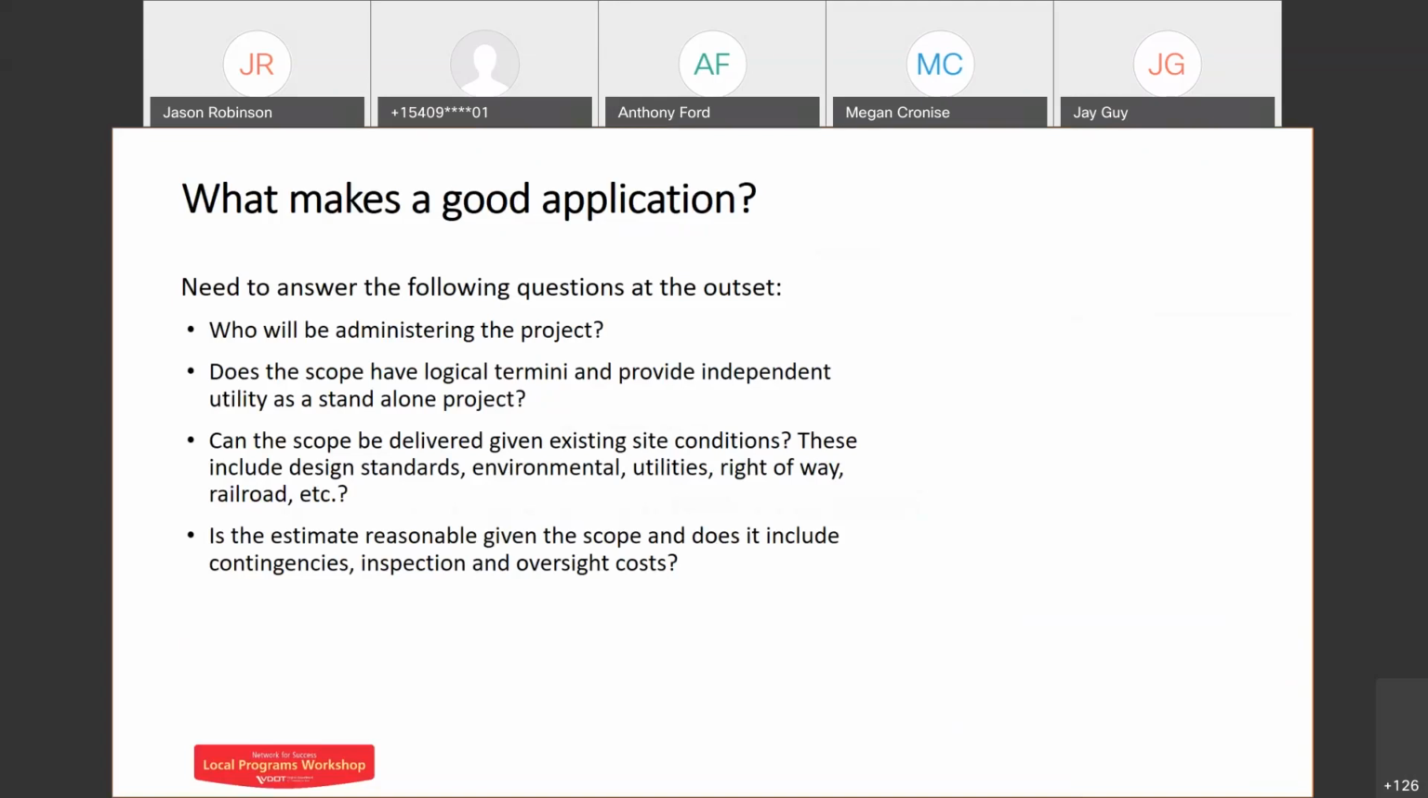Is the estimate reasonable given the scope? Do you have everything accounted for? Have you included your contingencies? Have you included some costs for inspection and construction oversight, construction management, CEI, for example? Make sure your estimate is all inclusive of the things you're going to need on your project, so that when we're funding it collectively, we've got everything accounted for and we don't get all the way to award and realize we're short. Sometimes that's inevitable. Sometimes it's due to the fact that we didn't plan as well as we could have in the beginning. So the better the estimate is up front, the better we feel the funding will be on the project.